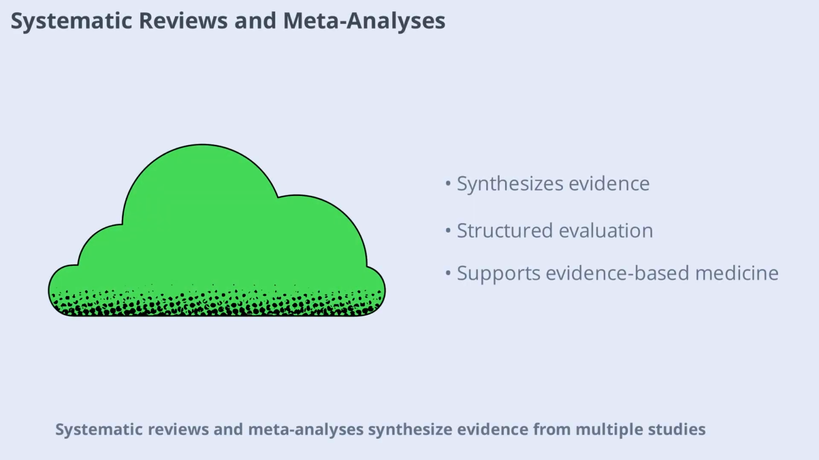Systematic reviews and meta-analyses synthesize evidence from multiple studies to provide a comprehensive understanding of a research question. Systematic reviews follow structured methods to identify, evaluate, and summarize relevant studies, while meta-analyses use statistical techniques to combine results. These approaches are invaluable for evidence-based medicine.